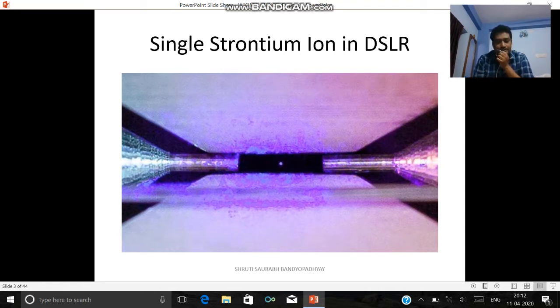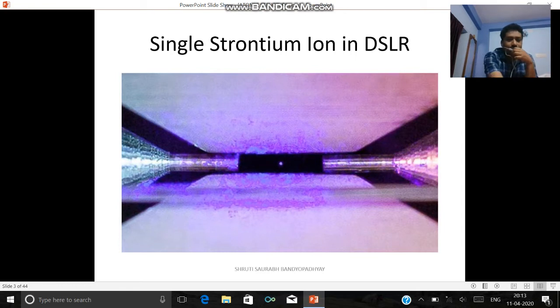David Nadlinger, who traps ions in ultra-vacuum chamber for quantum computing study. Quantum computing, you know, it's a very hot topic today. So he shot this image by a DSLR camera, a single shot, a single strontium ion in DSLR. So this is the light coming out actually from charged strontium ion. We are very lucky that technology is so advanced now.